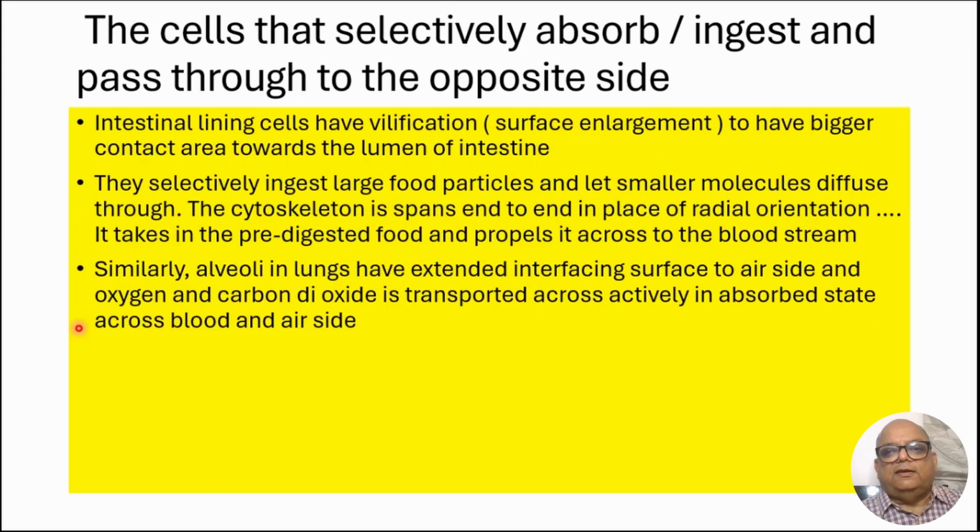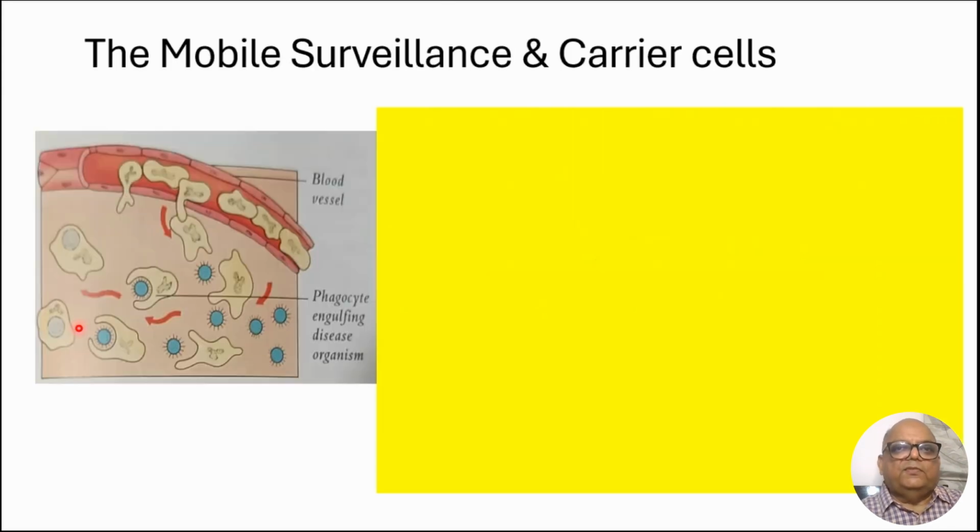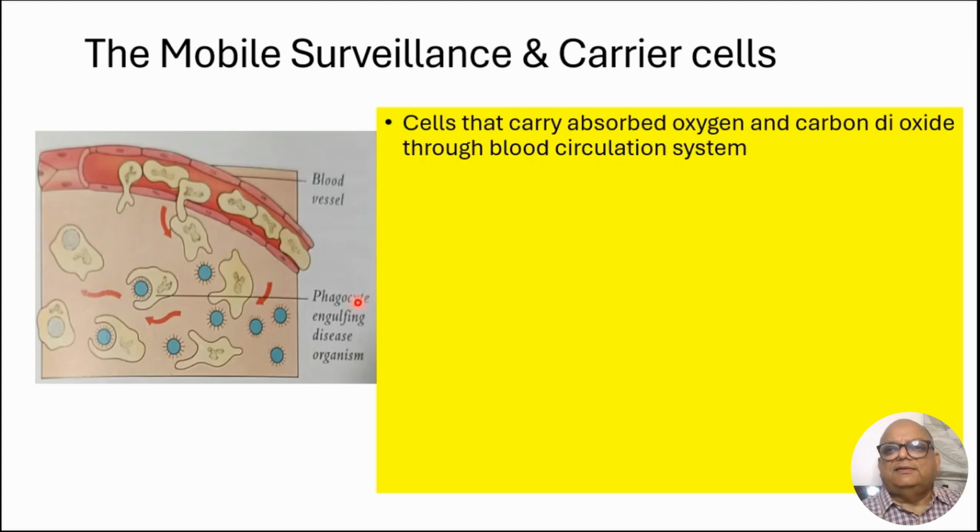Similarly, alveoli in lungs have an extended interfacing surface to the air side, and oxygen and carbon dioxide are transported actively in an absorbed state across blood and the air-side lumen. Then there are, of course, mobile surveillance and carrier cells which flow in the blood. They identify the offenders and they dissolve them, they engulf them. So these are the cells that are carrying out the defenses of the body.